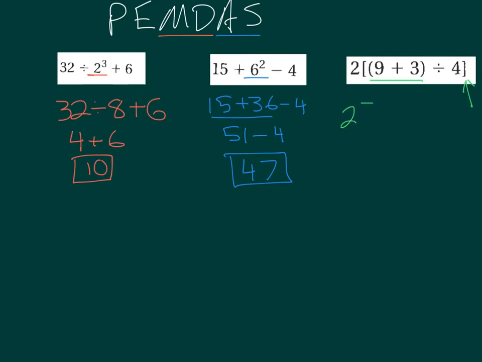So I have 2, I'm going to draw my bracket. 9 plus 3 is 12, taking care of what's inside the parentheses. Then we have divided by 4. Now, inside the bracket still, 12 divided by 4, that's going to give me 3. So I have 2 times 3, and 2 times 3 gives me 6. There's my answer. Just make sure, anytime you see multiple sets of parentheses, we always start on the inside and we work our way out.